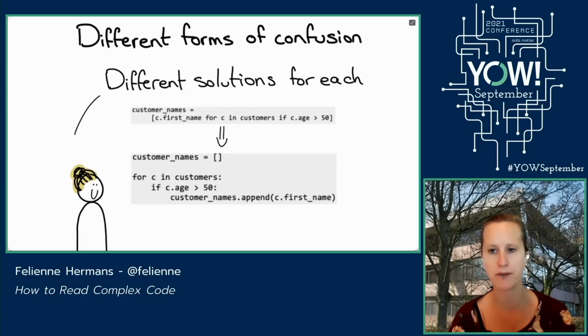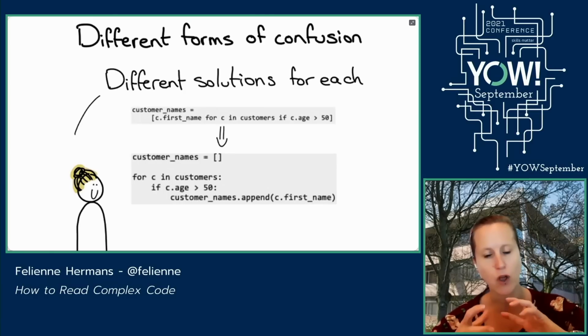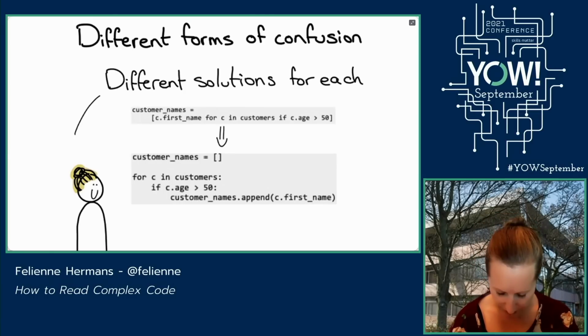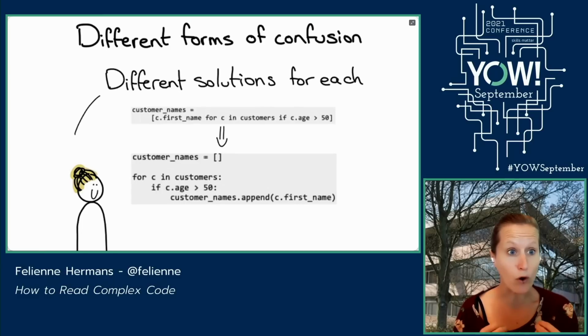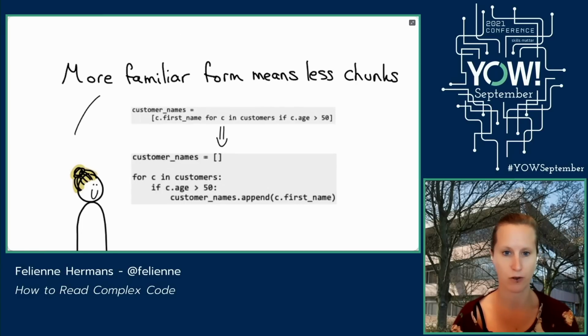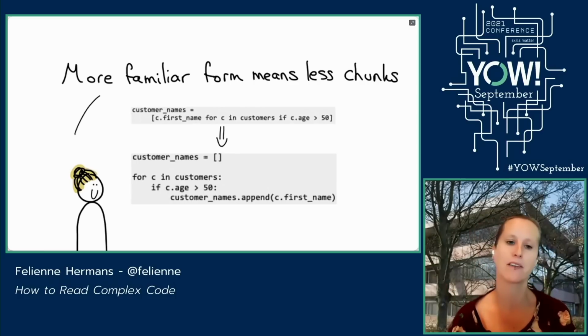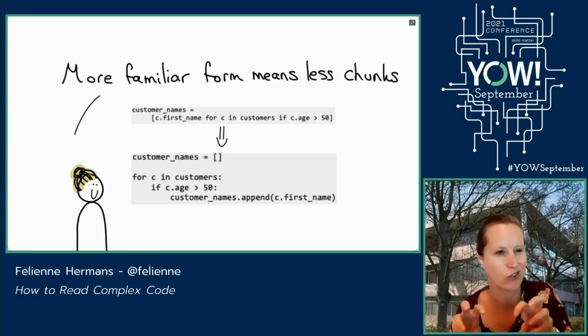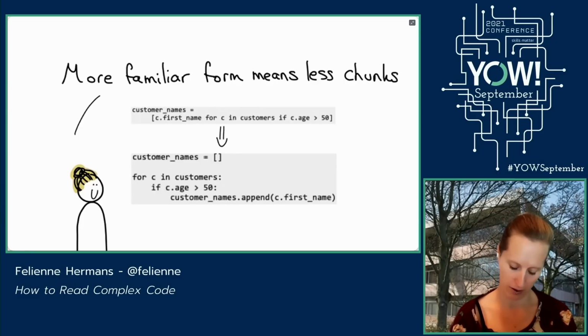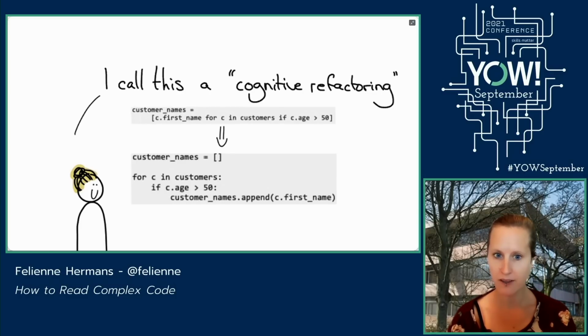If the second form is easier for you, there's no shame in that. It's totally fine to massage code a little bit so that it is closer to your long-term memory. This transformation makes it easier for you because in the second form, you have fewer chunks. You divide it into pieces of knowledge called chunks that you already know really well. I talk about this in my book as well. This is something I call a cognitive refactoring.